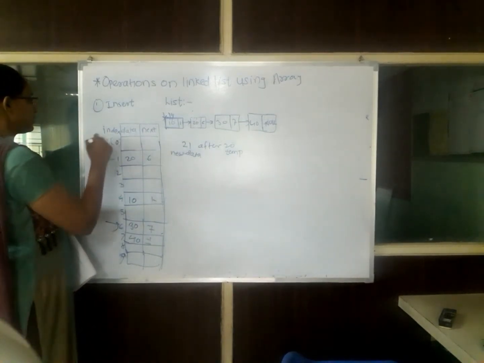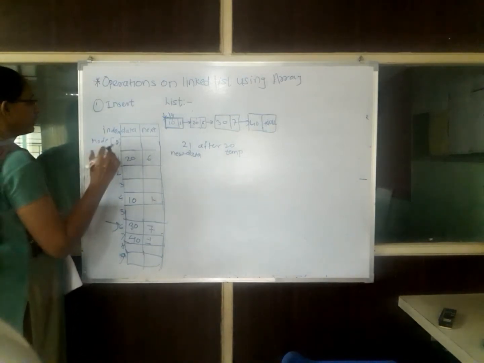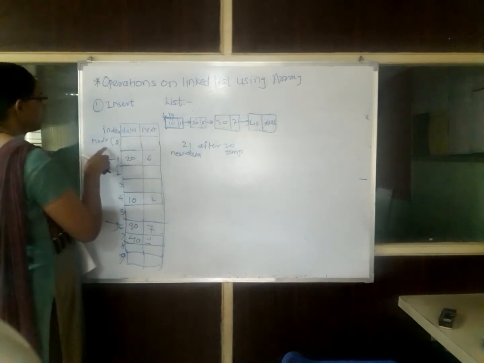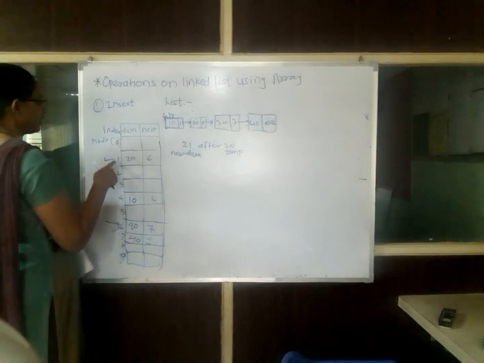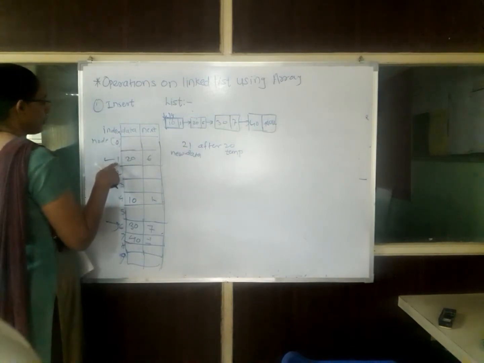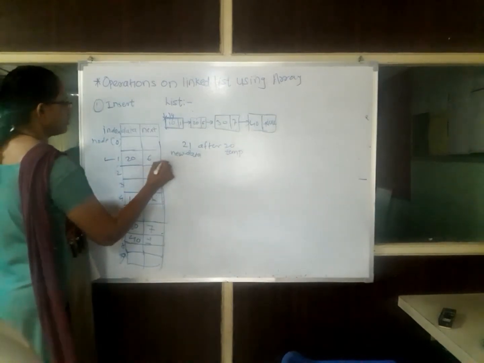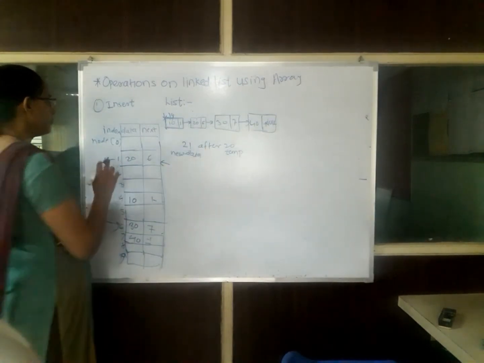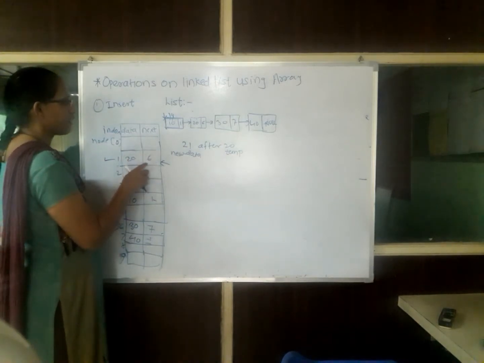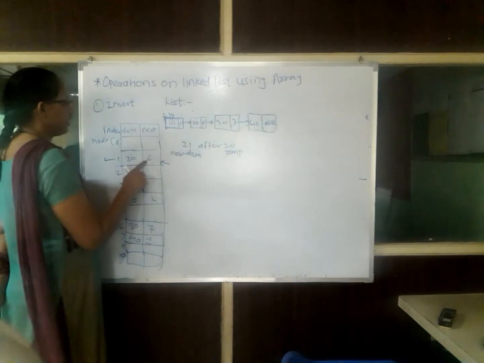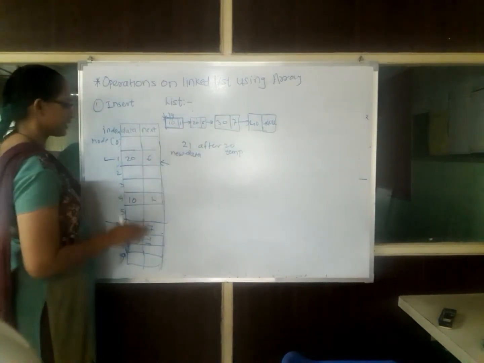I will start from node of 0 and check whether the node of 0 data is equal to 10. No. Then increment, and check whether the node of 1 data is equal to 10. Yes. So I got the 20. Now I will check its next part. The next part is not -1.